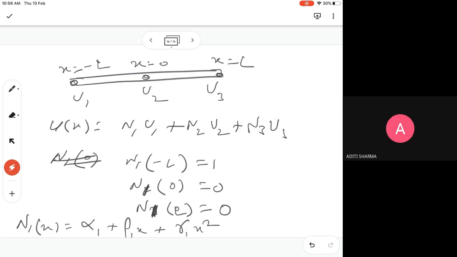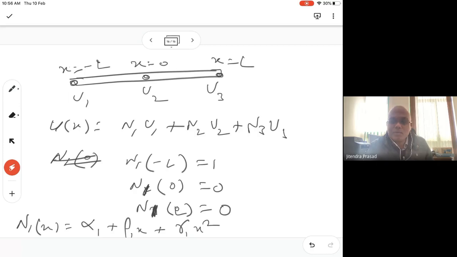Sir, the difference between the nodes is always the same, like you have taken minus L, 0 and L. Like L is the length. It's up to you how you formulate, but typically the middle node is exactly in the middle, because it makes life easier. Right? Okay.